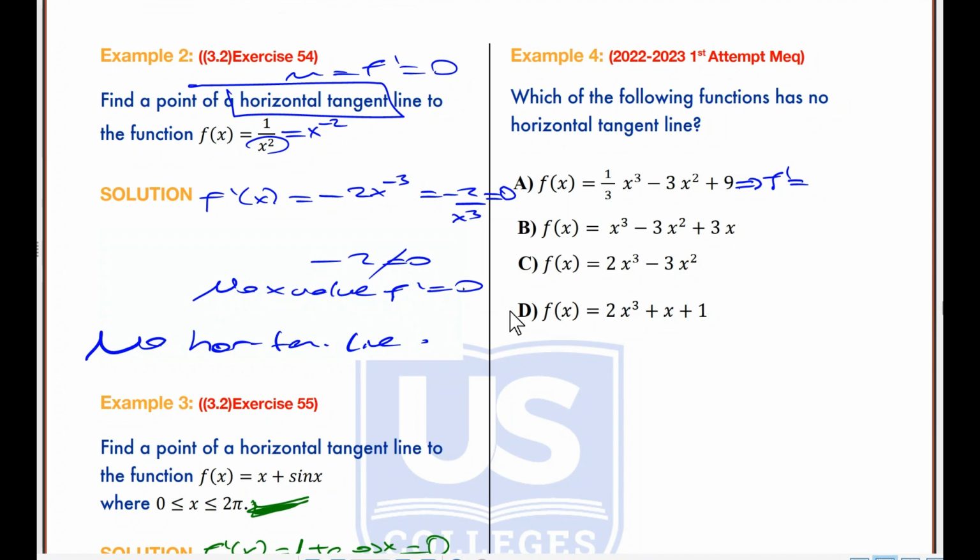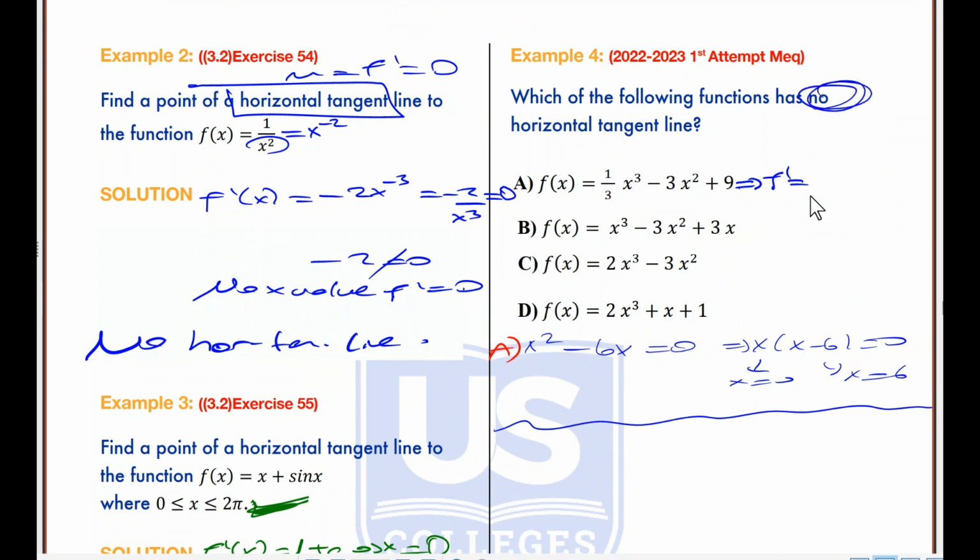Option A. I don't have enough space here, let me write it down here. Derivative of each: 3 down in front, 3 cancels, x squared minus 3 times 2, 6x, plus 9, equals 0. This is the derivative being 0. So x is the common factor out, x minus 6 is 0, x is 0, x is 6. So I have two horizontal tangent lines. The question is asking about having no horizontal tangent line. We have two, so it's not the answer.